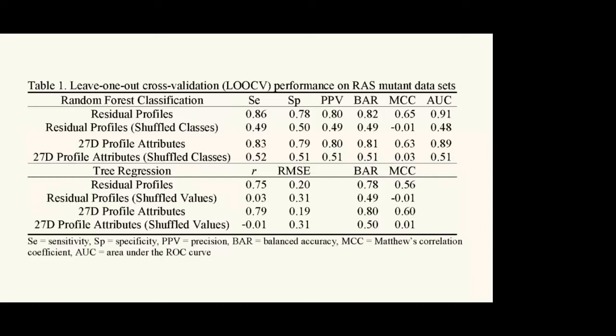For the classification models, the best metric you would want to look at is probably the one called AUC. That basically means area under the ROC curve. And you can't use an AUC for a regression model. So for regression models, we use the BAR and the MCC metrics. BAR is the balanced accuracy rate, and the MCC is the Matthews correlation coefficient. For classification models, you can see that the first one worked the best, the residual profiles one that had random forest classification. And then for tree regression, it was residual profiles again.